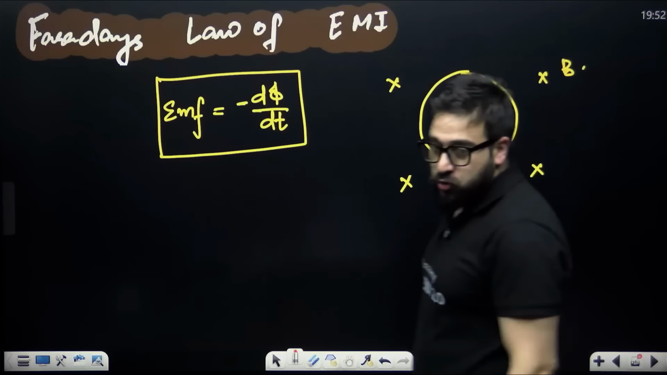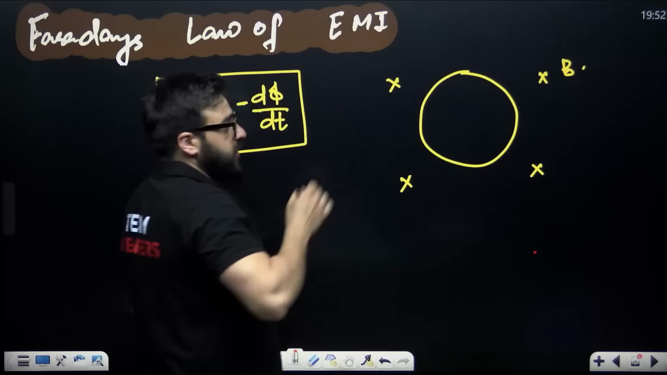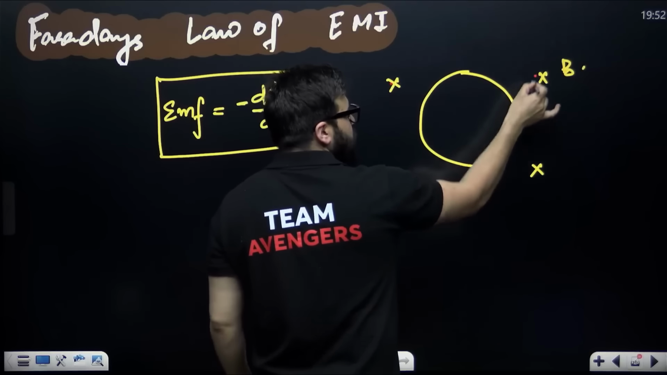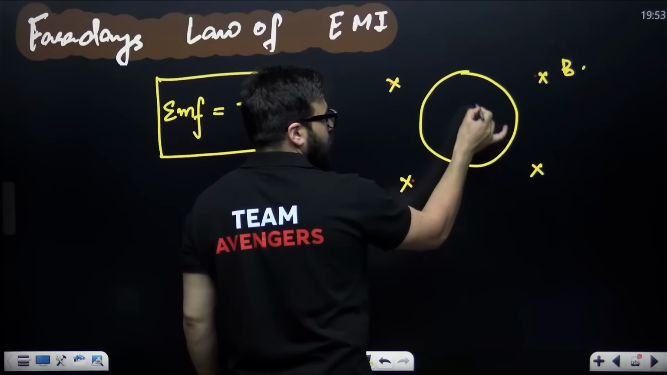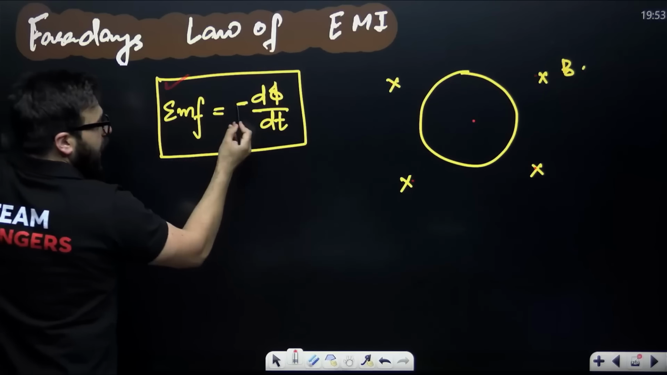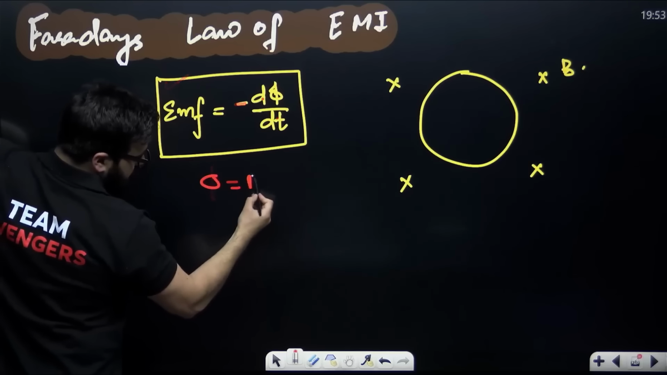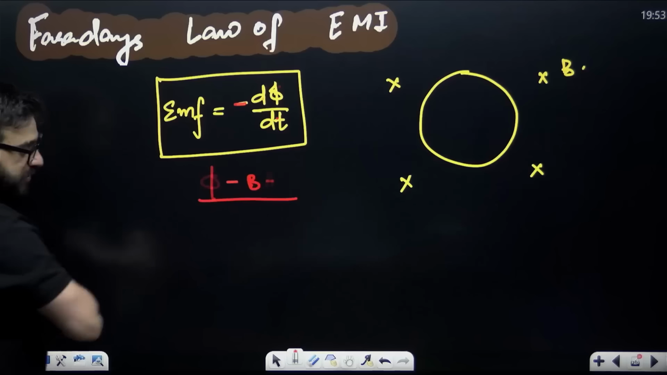Faraday's law of electromagnetic induction, my dear NEET aspirants. Faraday's law of electromagnetic induction says that whenever the magnetic flux or magnetic field through a coil changes, EMF is induced in that coil. Directly remember. And this EMF is minus d phi by dt. And this flux is, by the way, magnetic field into area. You can write it like this.